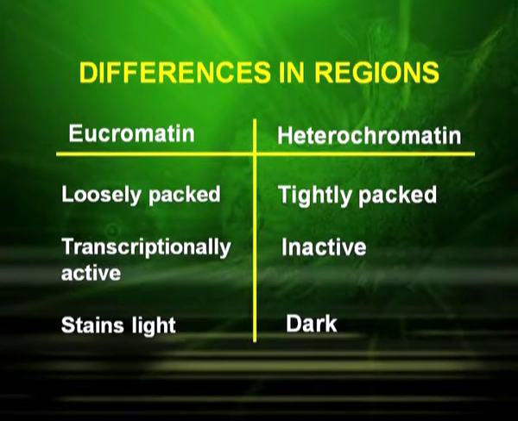Now, there are 2 different regions in the chromosomes, the euchromatin and the heterochromatin. Let us see what the differences are between euchromatin and heterochromatin. In euchromatin, the chromatin material is loosely packed. It is transcriptionally active and stains light. On the other hand, heterochromatin is a region which is tightly packed, inactive, and darkly stained.